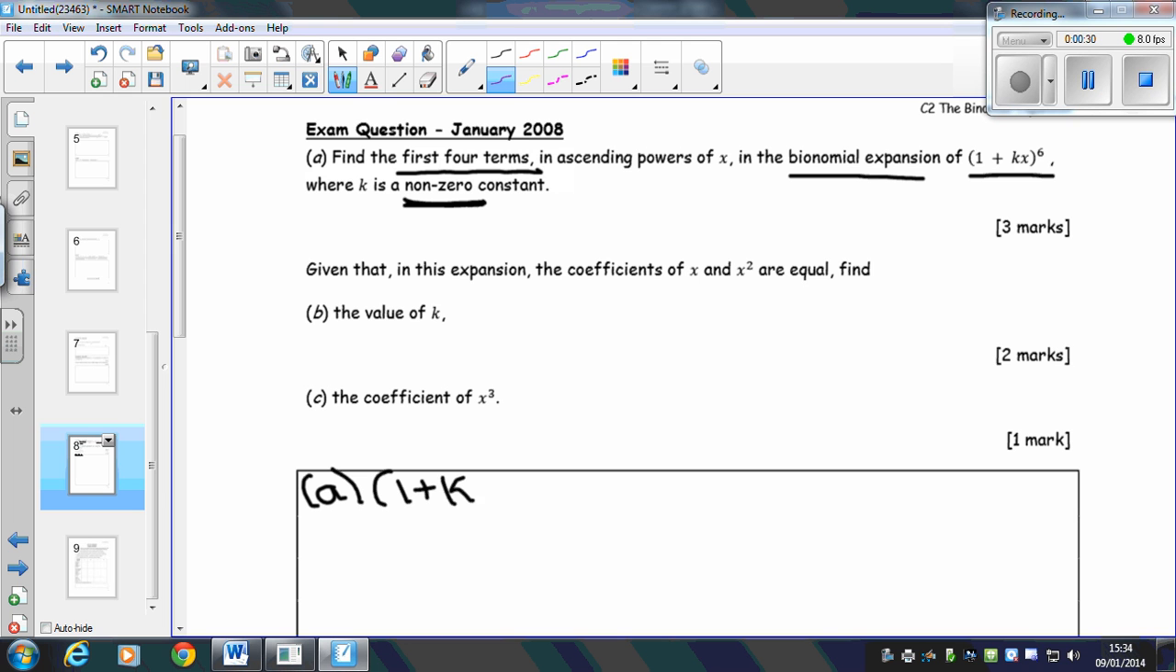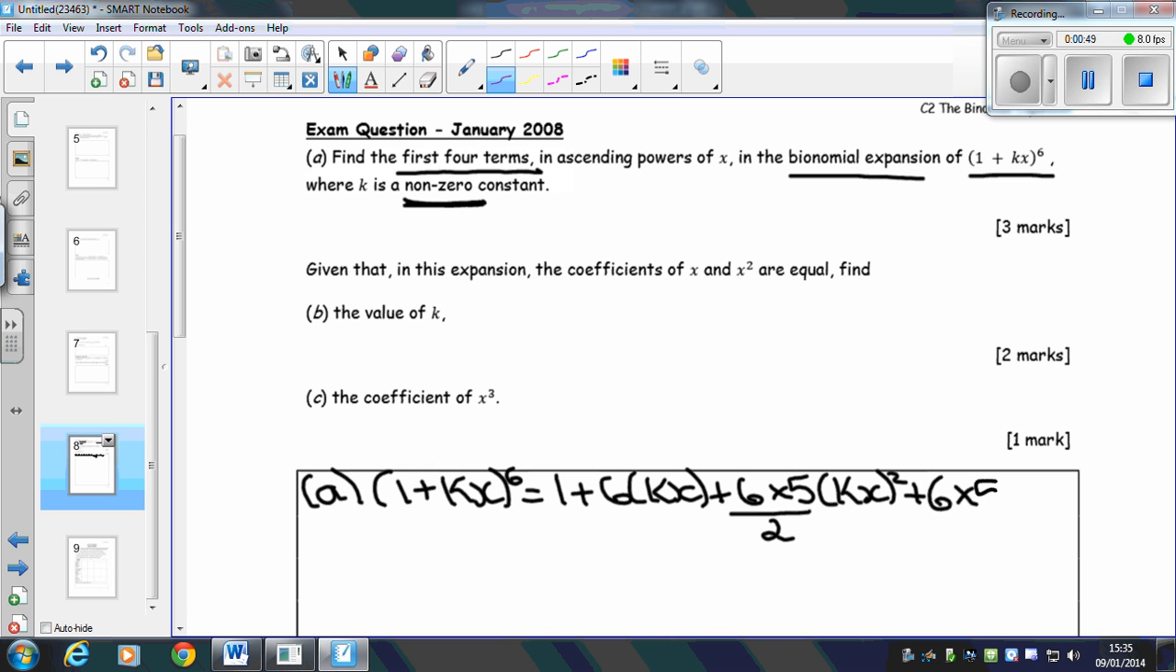(1 + kx)^6 will be equal to 1 + 6 lots of kx + (6 times 5 over 2) kx squared + (6 times 5 times 4 divided by 2 times 3) lots of kx cubed. That's 1, 2, 3, 4, so we've got our first four terms. Now I'm just going to simplify these.